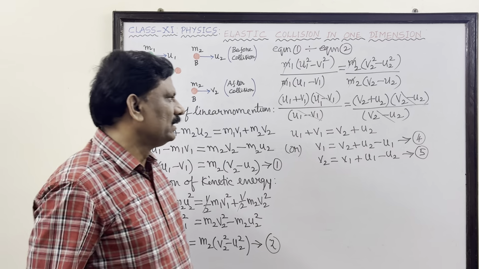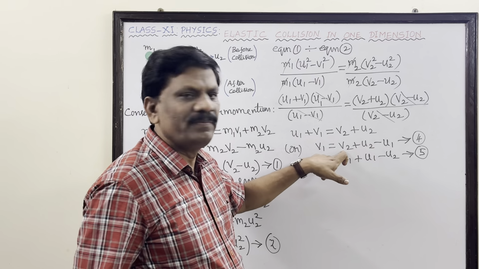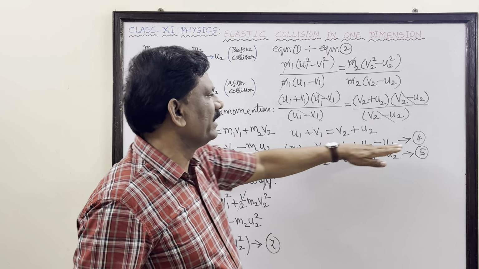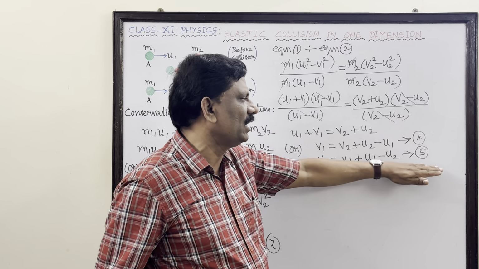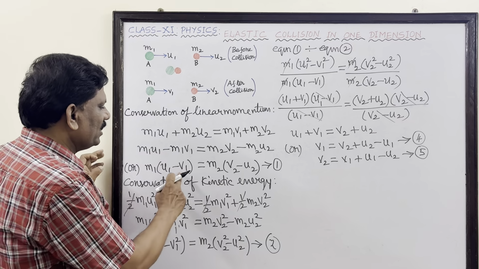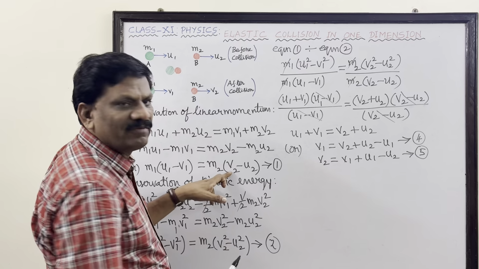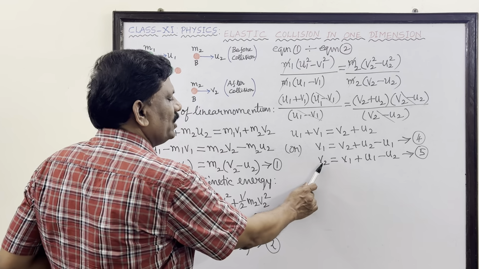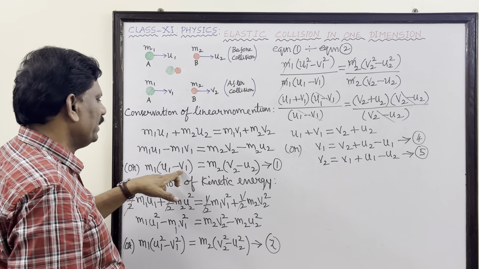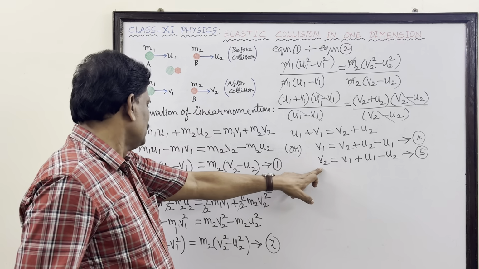But we want to get an expression for v1 only in terms of u1 and u2. There should be no v2 term, is it not? Therefore, we can substitute either the fourth equation or the fifth equation in the first equation. Suppose in the first equation you substitute for v1, then you will end up with an expression for v2. If you substitute v2 in this first equation, then you will end up with the derivation for v1.